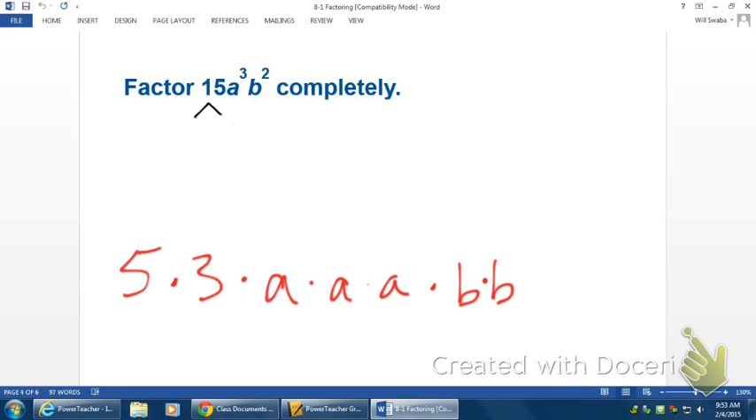So 5 times 3 can give me 15. Can we factor out 5 again, or can we factor out 3 again? No. So they're the end of our roots. So just write your numbers down there.